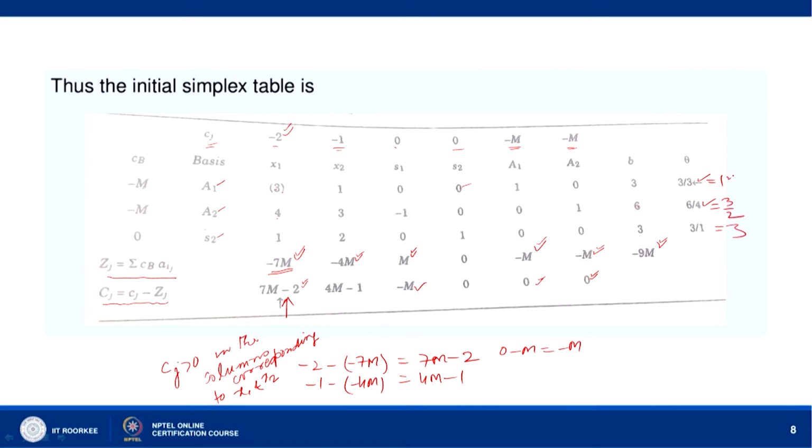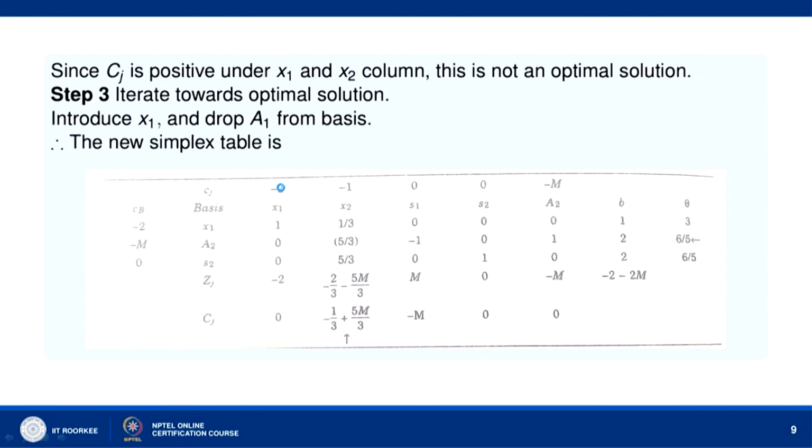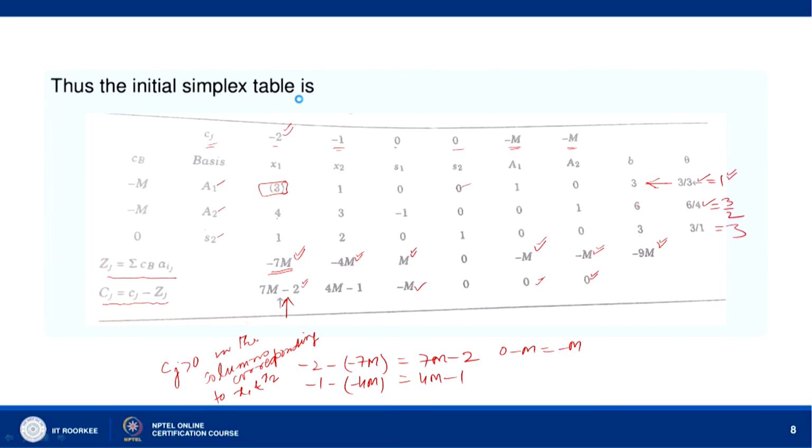So, the minimum is clearly 1, and therefore this row is the key row, where this arrow shows the key row, and at the intersection of the key column and key row we get the key element. So, this is our key element. Since Cj is positive under the x1 x2 column, this is not an optimal solution. We therefore iterate towards finding the optimal solution.